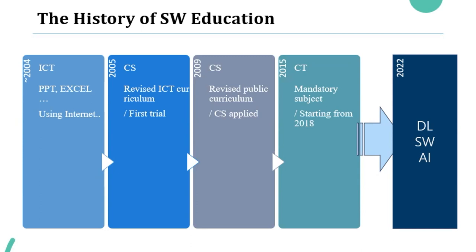In the revised curriculum 2000, computer science was first introduced into K-12 education. In the 2015 revised curriculum, software education was officially made mandatory in elementary school and middle school. In the 2022 revised curriculum, which we made last year, digital literacy was introduced into all subjects, and AI education was made mandatory.